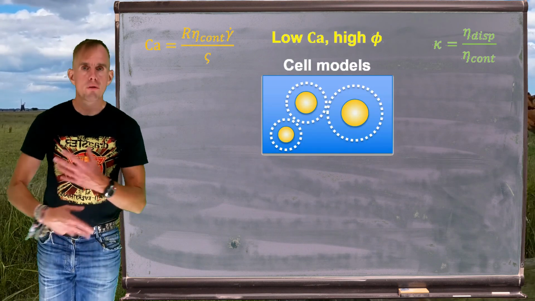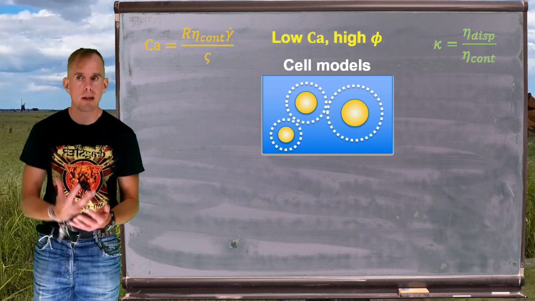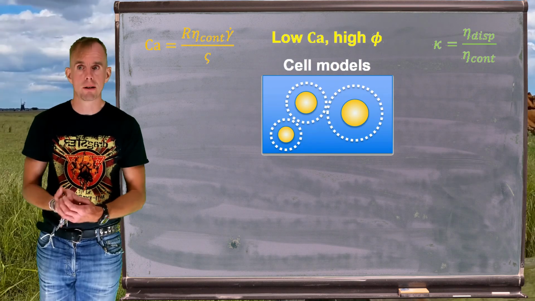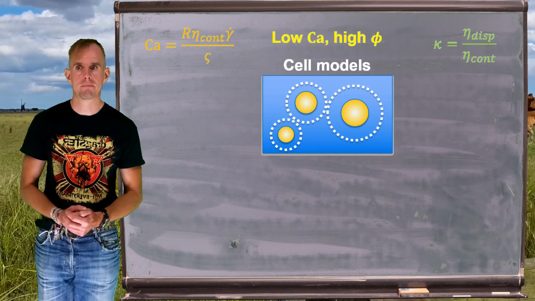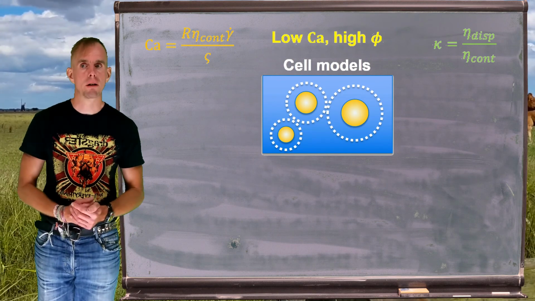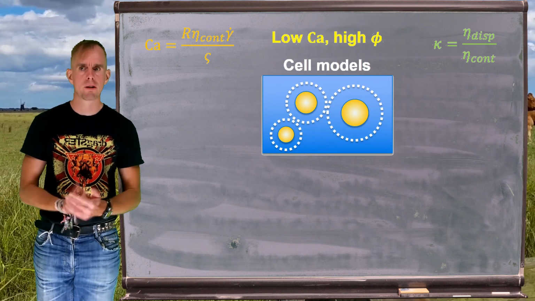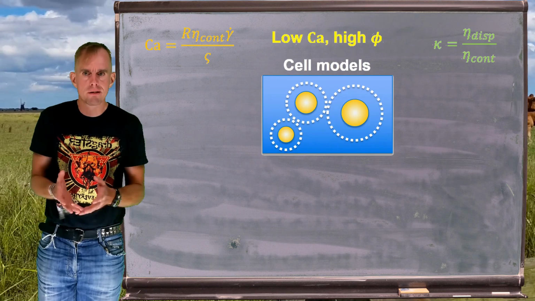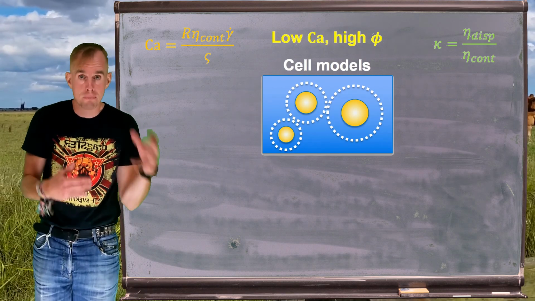Now, as we increase the droplet volume fraction, as we increase φ, but keep the capillary number low, so we're still dealing with spherical droplets, there are two broadly different approaches that one can take. One approach is called a cell model, and I've illustrated that semi-schematically here on the board. A cell model says that, look, you have a droplet, you have a deformation field in the continuous phase that is as a result of the presence of that droplet.